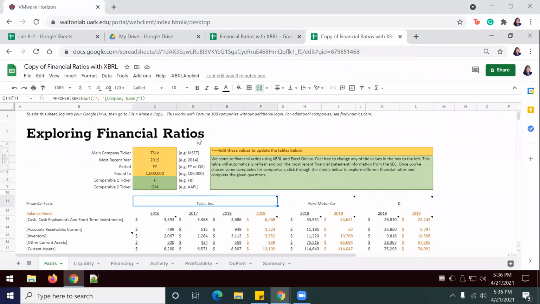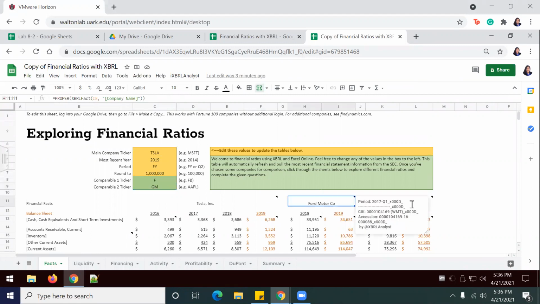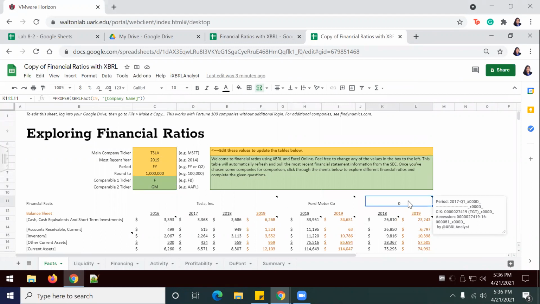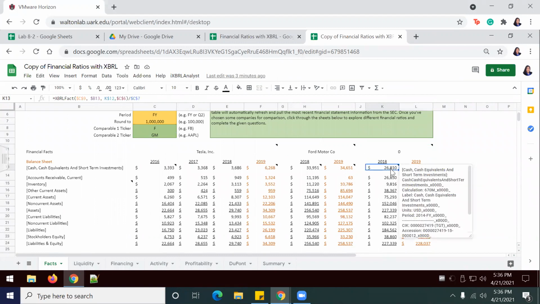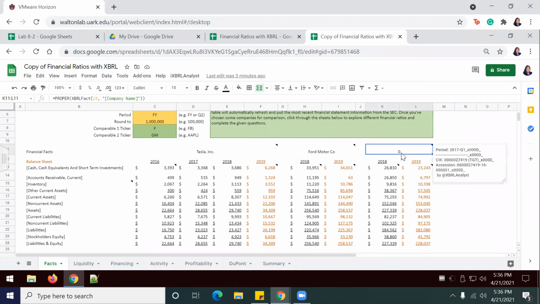Okay, so I've input the information for Tesla, and I'm going to compare it to Ford and General Motors. So this is Ford, and we have General Motors information here. Their name is not showing up for some reason, so I'm going to see if I can get it to appear, but the most important part is that we do have their financials here. So their information is generated here, and I'm just going to keep a mental note that this information is for General Motors.